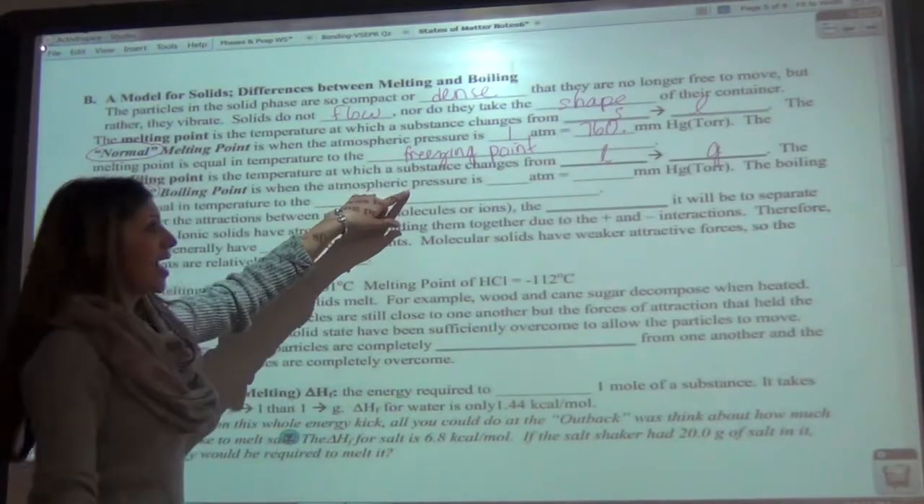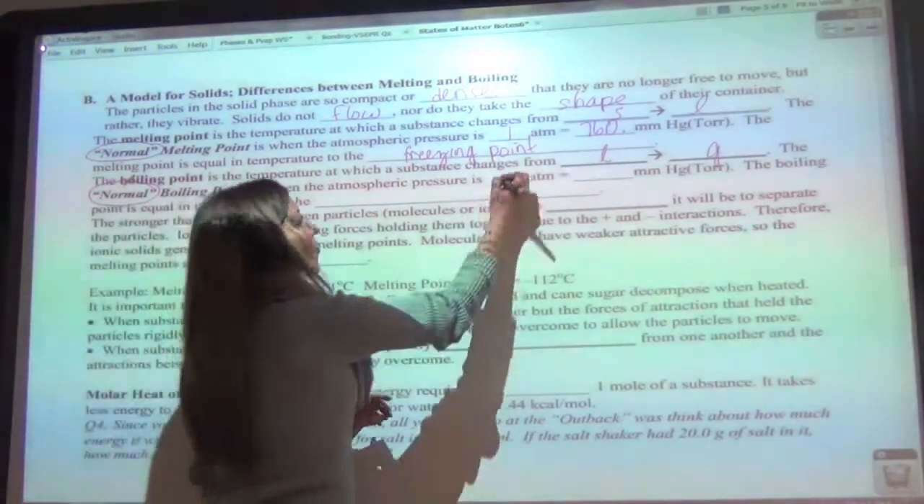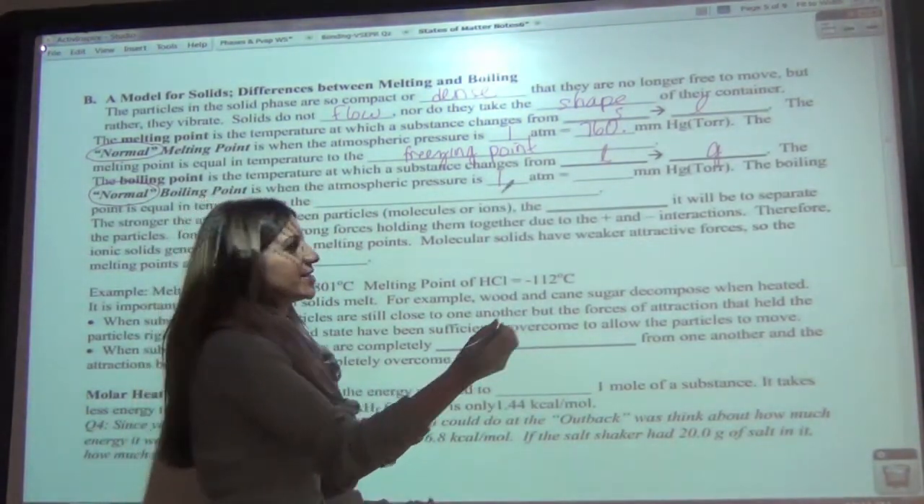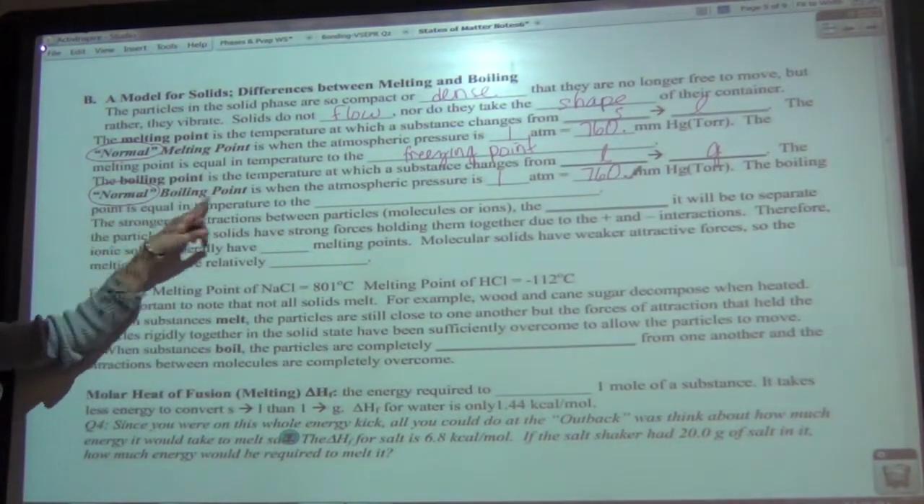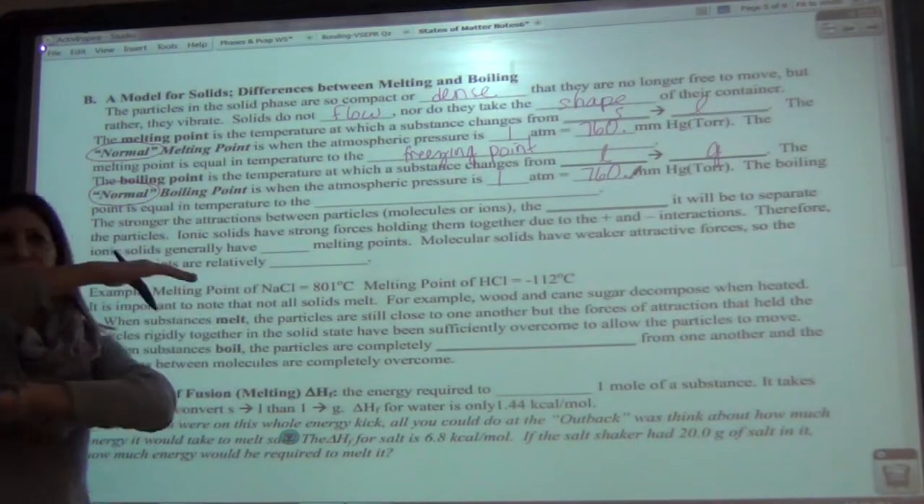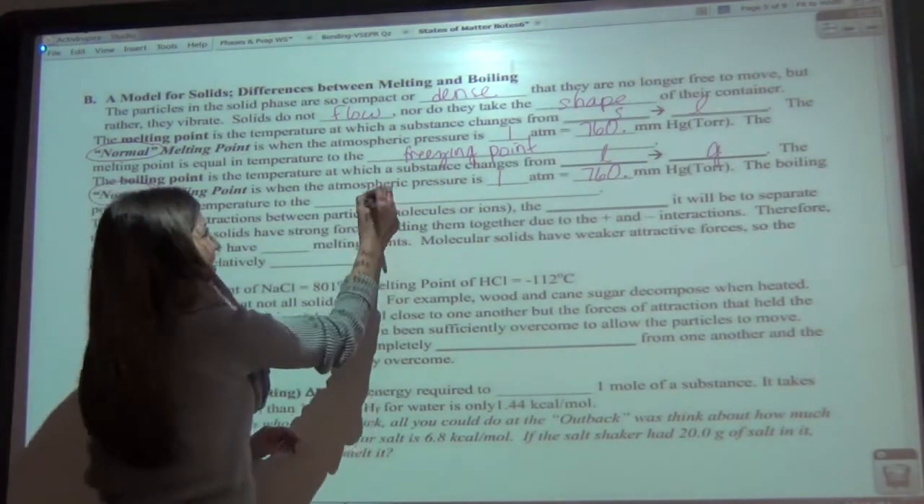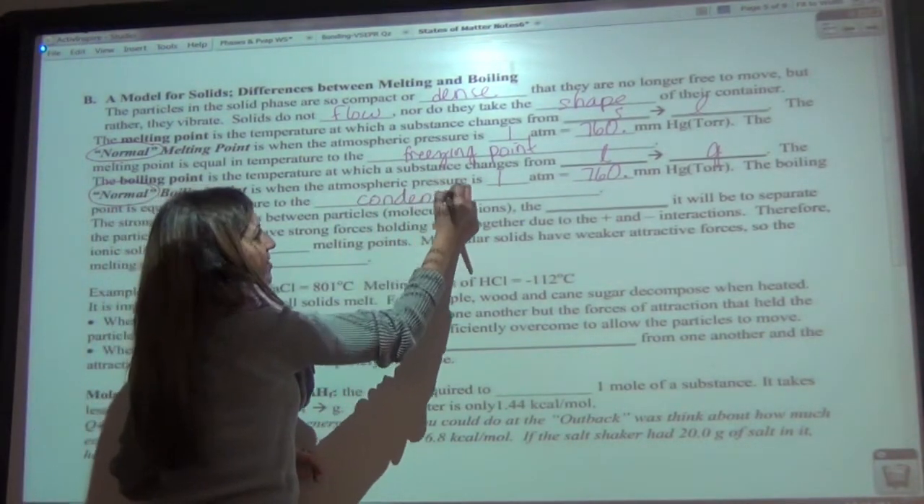So normal, again, is when the atmospheric pressure is what, everybody? 1. And how many millimeters of mercury is that? 760. Perfect. The boiling point is equal in temperature to what? What's the opposite of boiling? Condensing. Very good. To the condensing point.